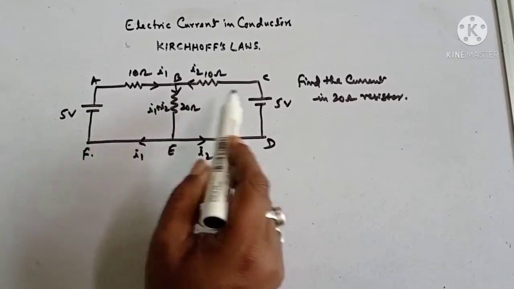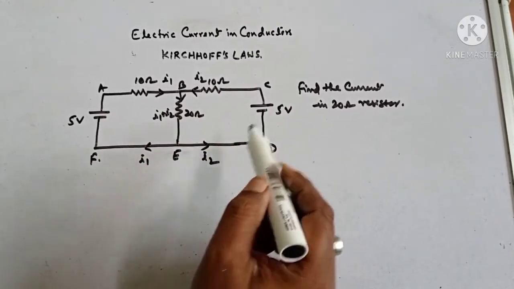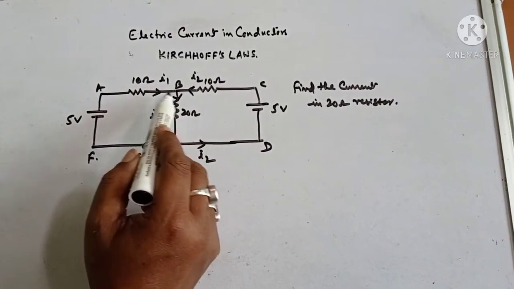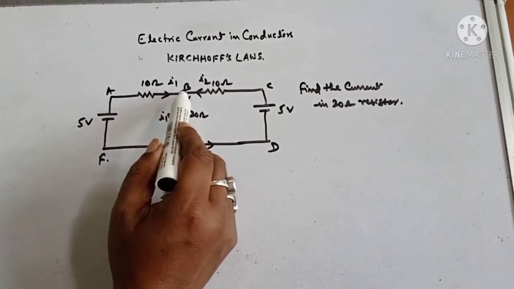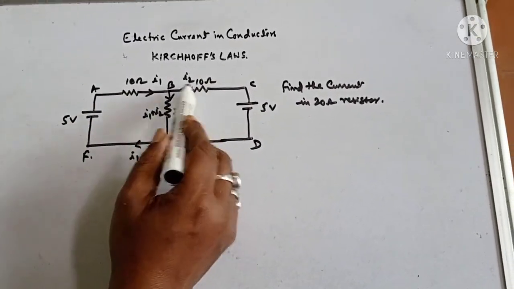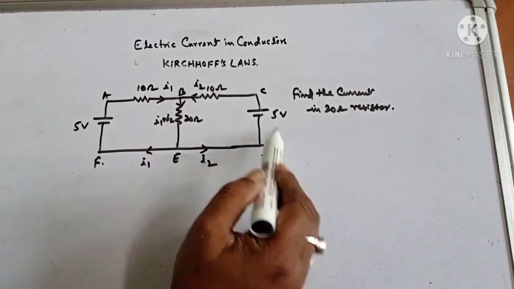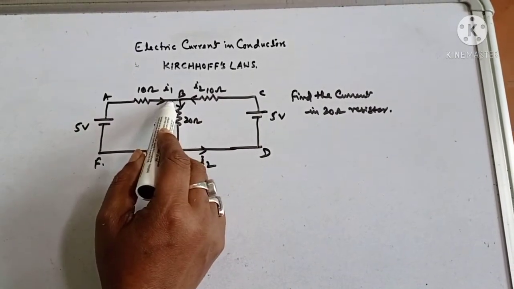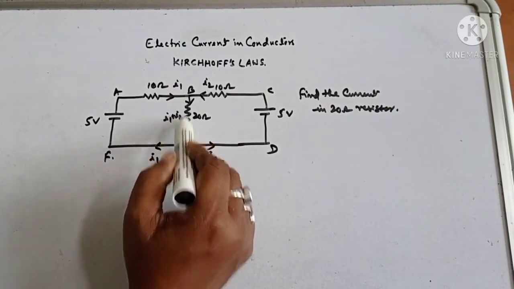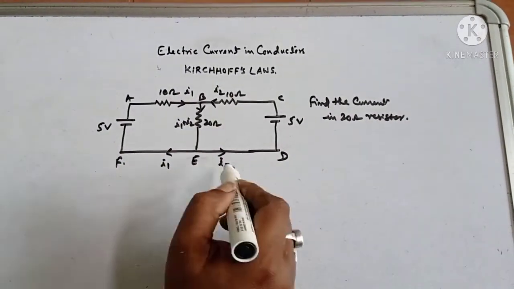Now this is the circuit diagram given to you. We have to find the current in the 20 ohm resistor. Again you see, that's how I take this junction, with the flow of the current in this loop in one direction, and again in this loop in the same direction. I1 current is coming from here, I2 from here, and I1 plus I2 is entering here. So I1 this side and I2 this side.